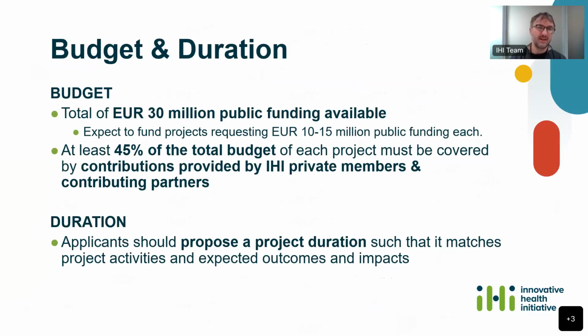And I'll reiterate again that for you to be eligible to go through the evaluation process, you must have at least 45% of the total budget of the project coming from IHI private members or contributing partners. So for example, if you're applying for 10 million of public funding, your total project budget should be around, I think it's just over 18 million. And that would mean that the 45% is the extra 8 million, 8.2 million, which comes from private partners.